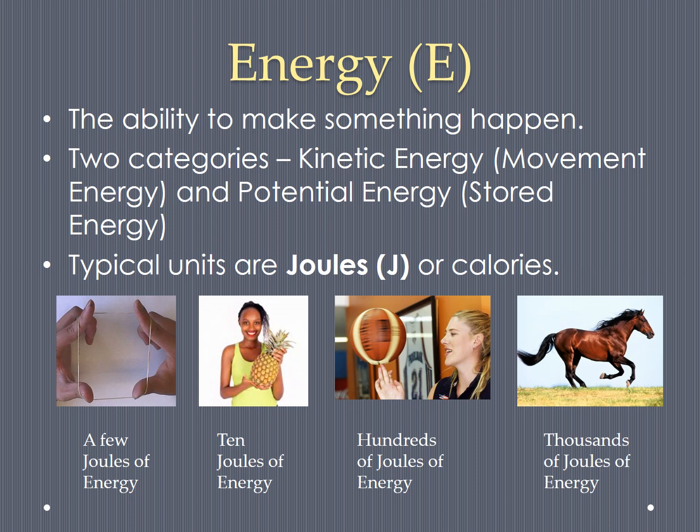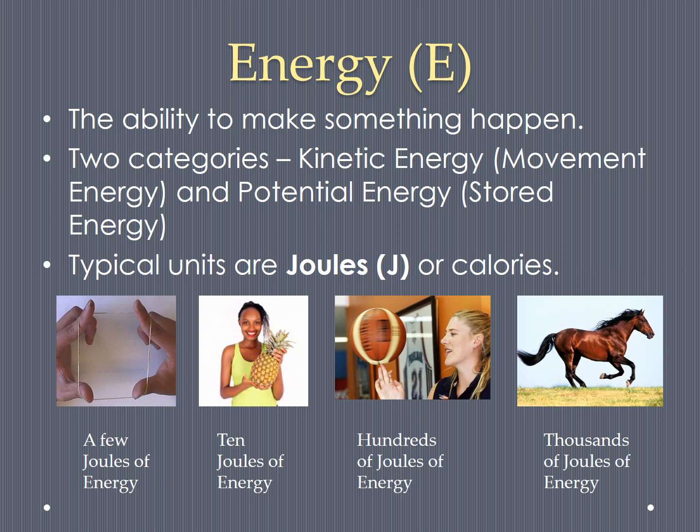Energy is the ability to make something happen. The variable that we use to signify energy is a capital E. There are two categories, kinetic energy and potential energy. Kinetic energy is considered movement energy or energy in motion, whereas potential energy is stored energy that an object could have.